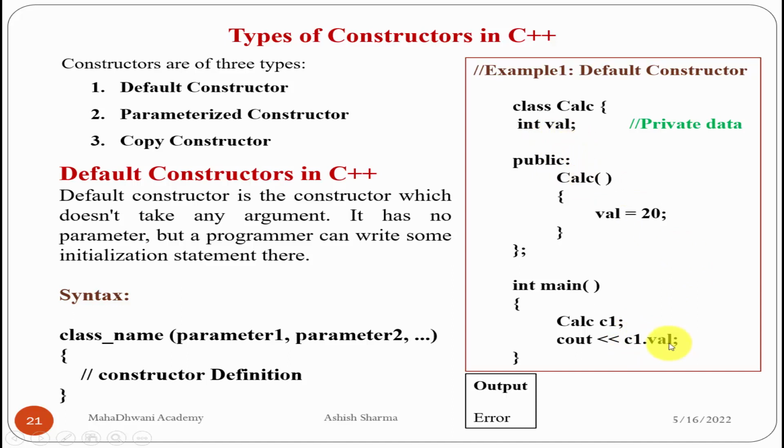We can access it only if it is public, but it is private. Because of this, we cannot access the private members directly from outside the class, because we are outside the class. The main body is outside the class. Inside this main body, we are not allowed to access the private data members of the calc class. So whenever we execute this program, we receive an error, because we are not allowed to access a private member outside the class.